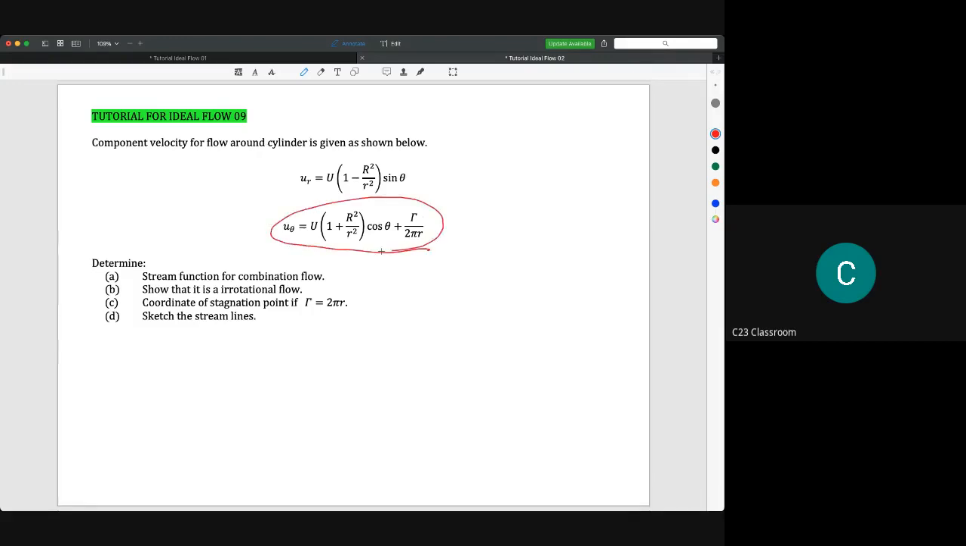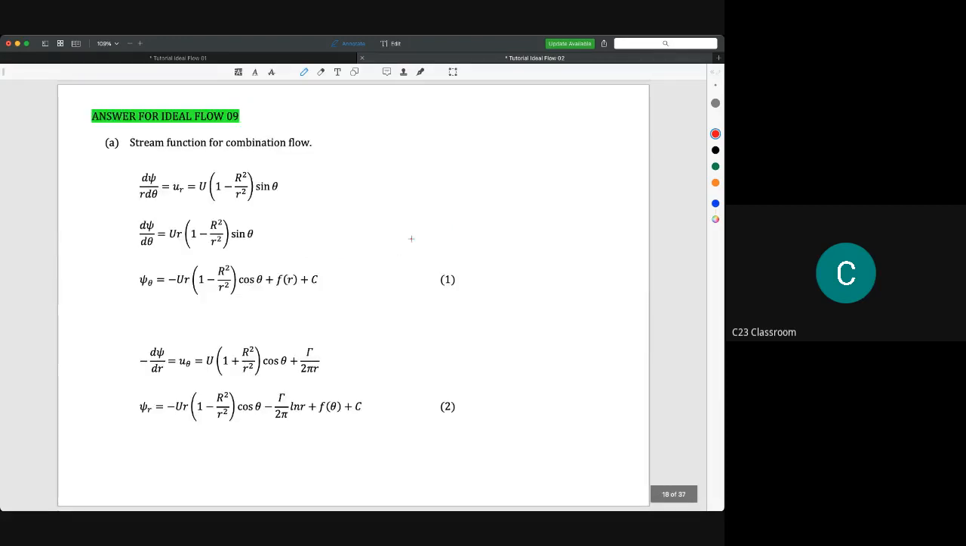We know that the gamma here is actually showing the rotating cylinder. And the second difference is that we use the idea of comparison between these two terms.